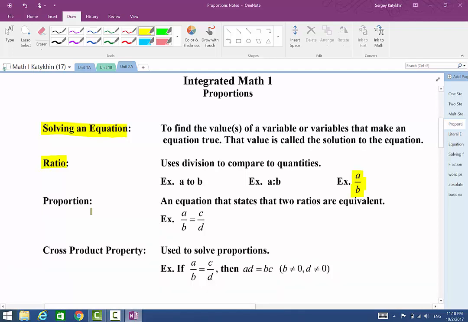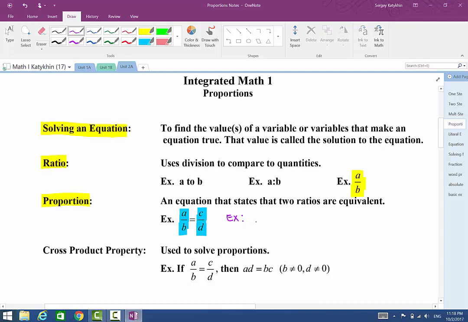A proportion is two fractions equaling each other, or two ratios that are equivalent. So here's a great example of that. As you can see, proportion. Here's an example where we have a fraction on the left equaling a fraction on the right. A couple more examples that we may use, and you should be writing this down.